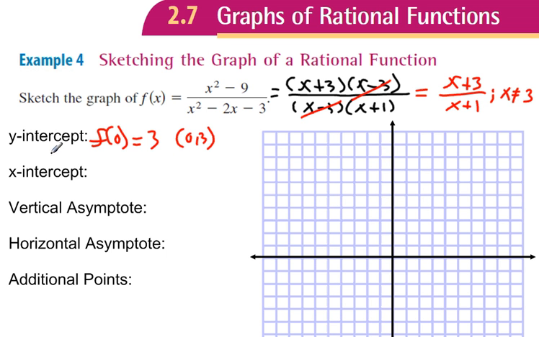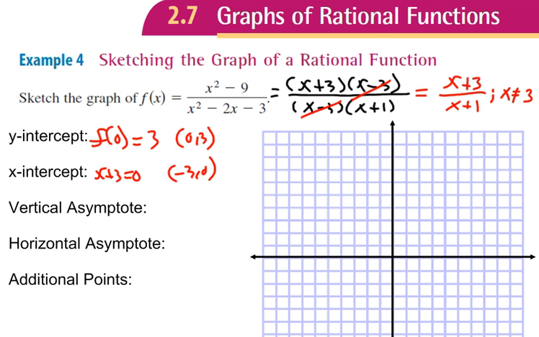Cool. For the x-intercept, let's set the numerator equal to 0. So we have x plus 3 equals 0, which implies that x is negative 3. So our x-intercept is at negative 3, 0.